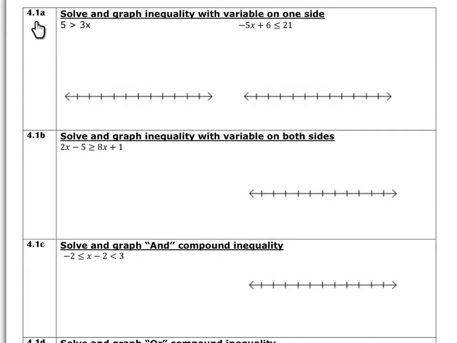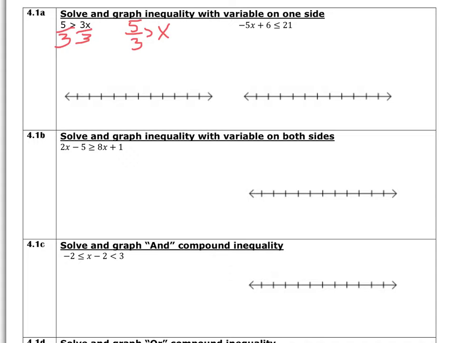Learning Objective 4.1a wants us to solve and graph inequalities with a variable on one side. So this first example, 5 is greater than 3x. We want to get x by itself. So first thing I want to do is to get rid of the multiplying by 3 and divide by 3. So that's going to say 5/3 is greater than x.